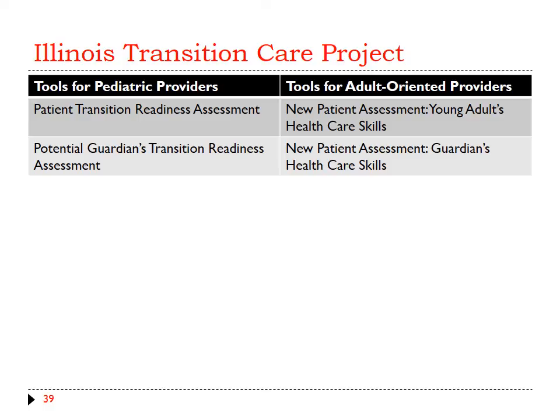The Illinois Transition Care Project offers 4 assessment tools. The first is a patient transition readiness assessment for use with the pediatric provider. The second is a patient healthcare skills assessment for use with the adult-oriented provider after the care transfer. The third is a parent and caregiver transition readiness assessment for use with the pediatric provider. This tool is specifically geared for parents and caregivers of patients who anticipate a guardian or healthcare surrogate after turning 18. The fourth is a legal guardian's healthcare skills assessment for use with the adult-oriented provider after the patient's care transfer.